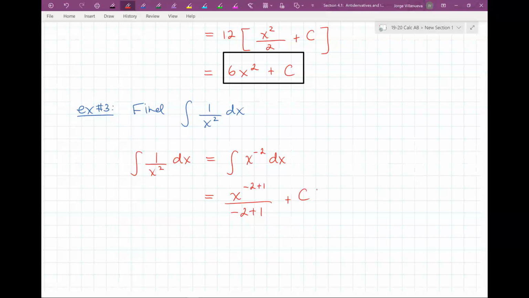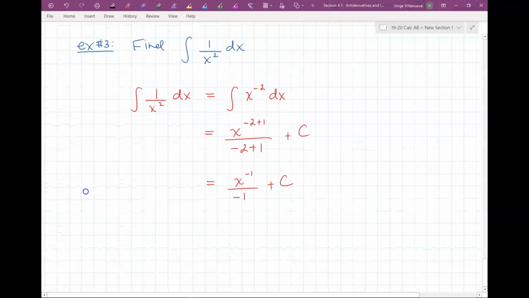Now negative 2 plus 1, that's a negative 1. So that's x to the negative 1 over negative 1 plus c. Well, x to the negative 1 is the same as 1 over x. So I'm just going to write negative 1 over x plus c. And that's my answer.